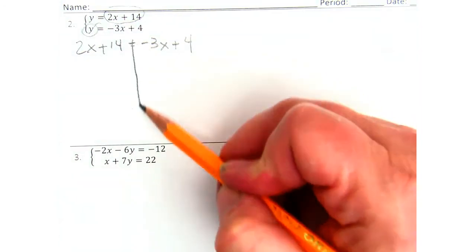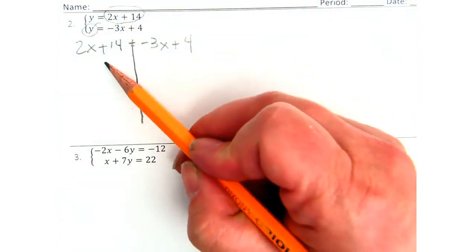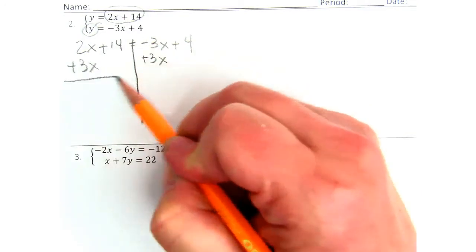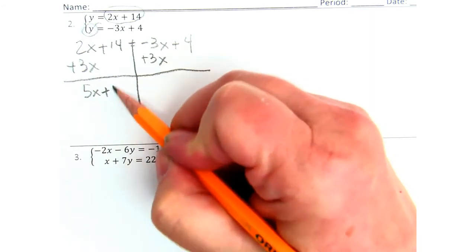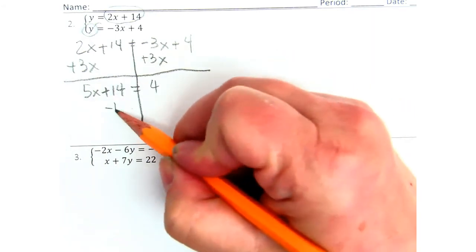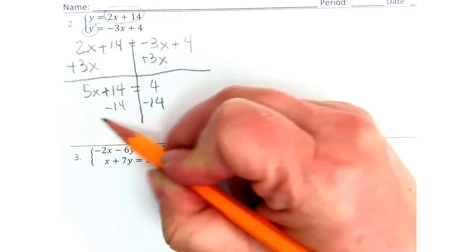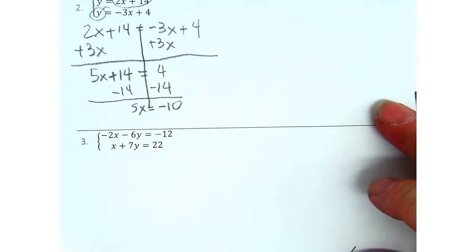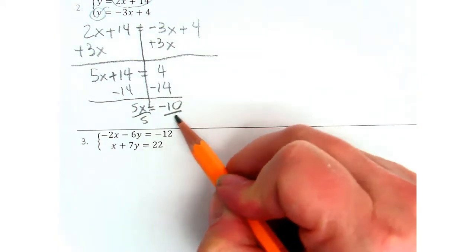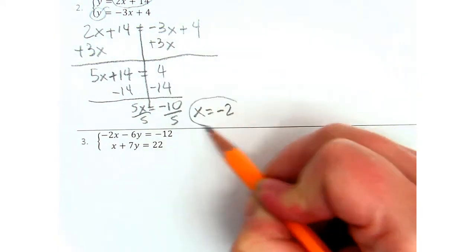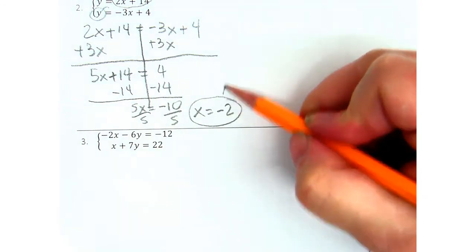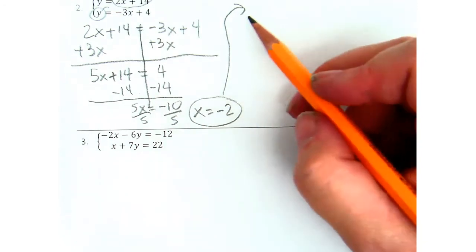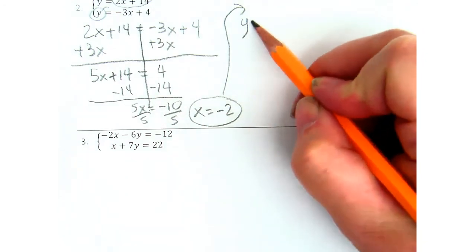Move the variable term by adding 3x to both sides of the equation. Now subtract 14 from both sides. Now divide by 5. The solution is x equals -2. Once again, we're only halfway there. Plug in the x value into either equation and solve for y.